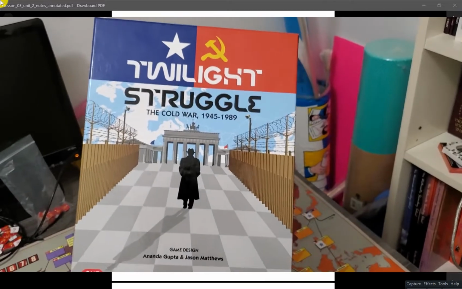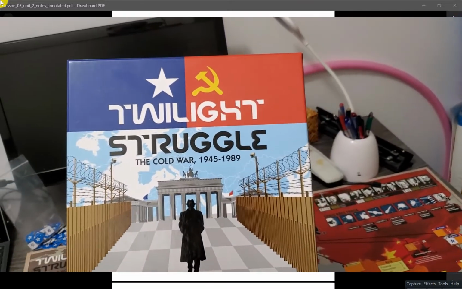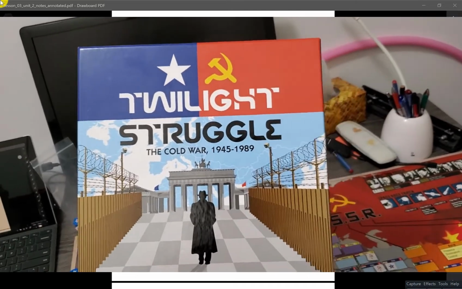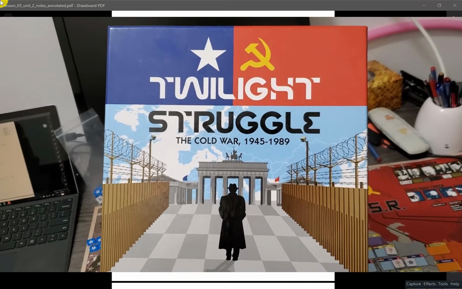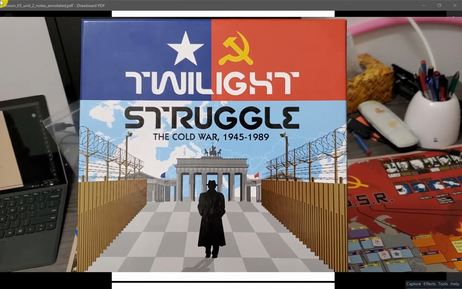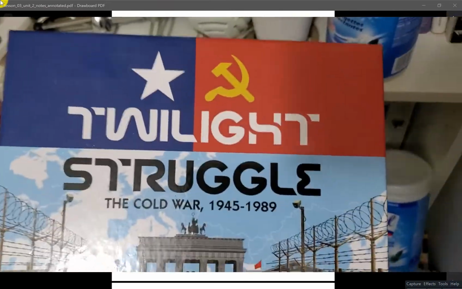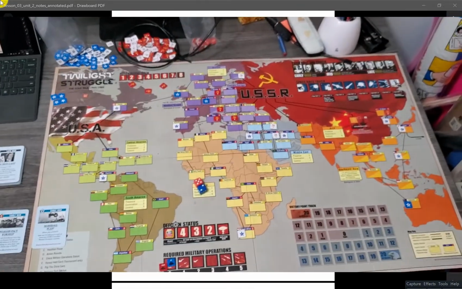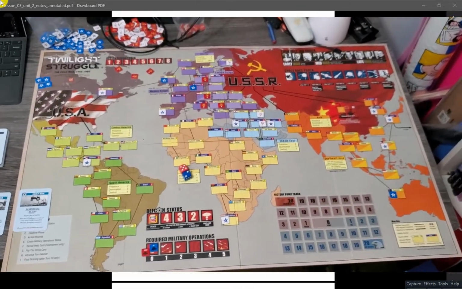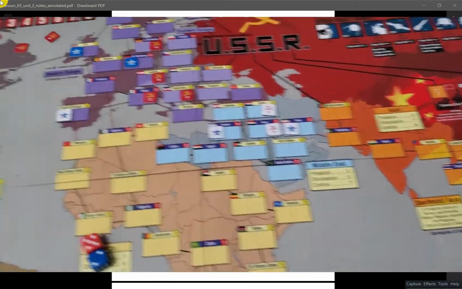Twilight Struggle. It is based off the history of the Cold War, and if you know a little bit about the Cold War, it's pretty much a war between the Soviet Union and the United States, as represented by the red and the blue here. And here is the massive board that I have. It's the board of the entire map of the world. And if I zoom in here, there's many things we can take a look at.